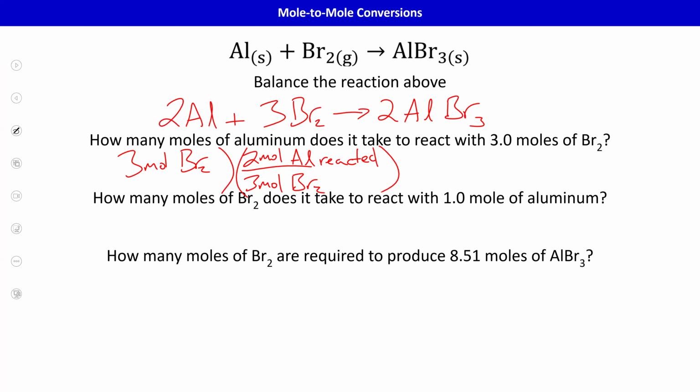Right, for every 3, and if it helps you keep track of what's going on, just add some descriptive words: 3 moles of bromine reacted, so 2 moles of aluminum reacted. In this case, the 3's cancel, and we just get 2 moles of aluminum needed.